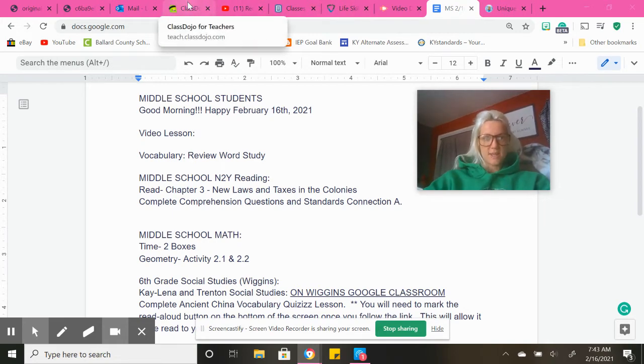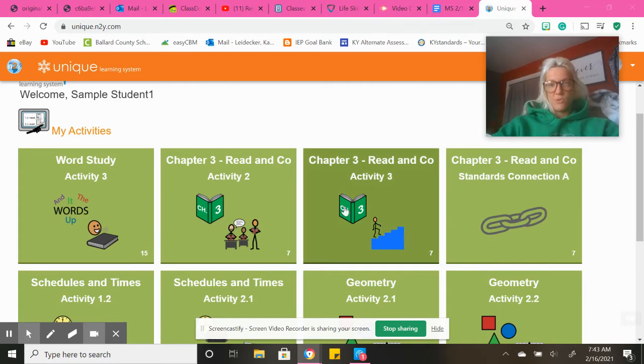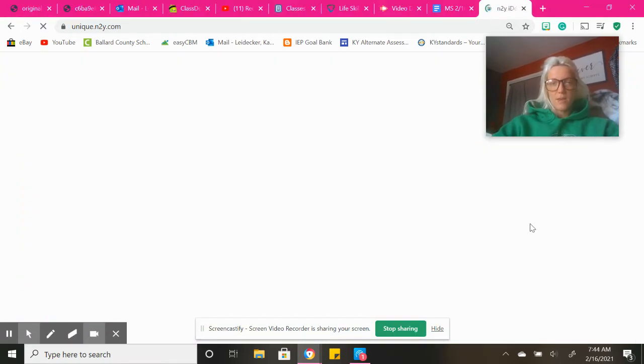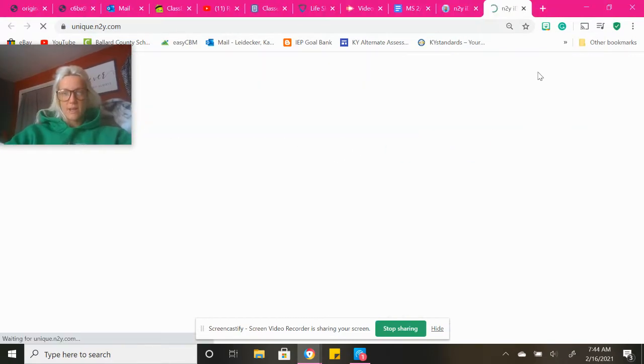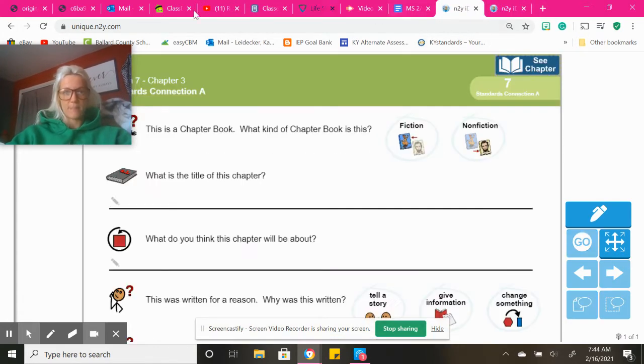On N2Y today, you will have your word study. So go through your vocabulary words. You will read chapter 3 again, and you will complete the comprehension questions and then standards connection box. Don't forget that you can click this top right corner here, and it will open you up a new tab so you can flip back and forth to answer these questions. Okay.